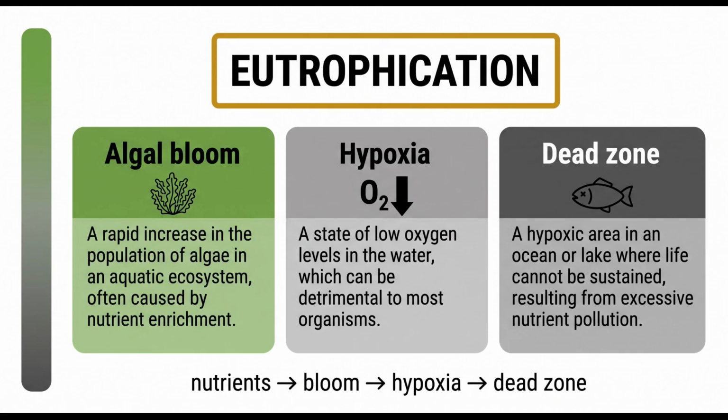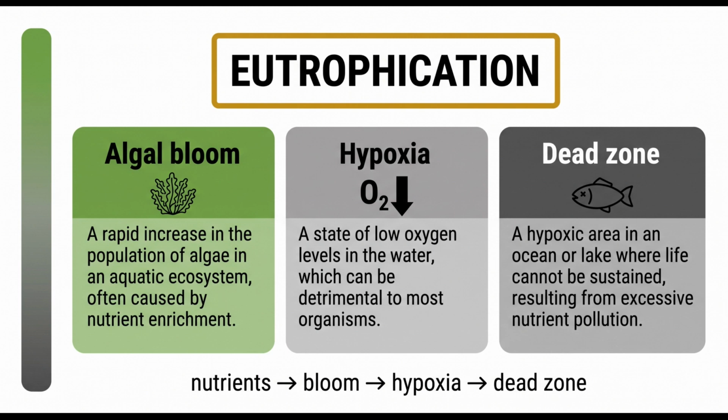Algal bloom: the rapid, excessive growth of algae on the surface of a water body, triggered by a sudden increase in nutrients. Hypoxia, also called oxygen depletion: a severe reduction in dissolved oxygen in a water body. The level drops too low for fish and other aquatic organisms to survive. Dead zone: an area of a water body where oxygen is too low to support most aquatic life. This is the final outcome of severe eutrophication.